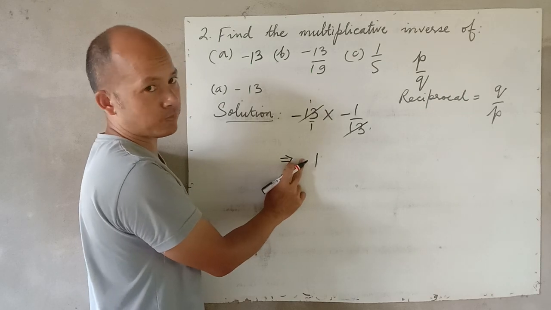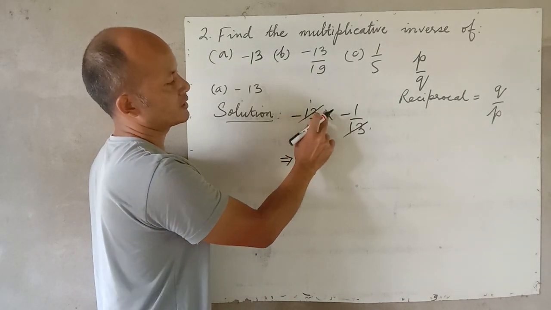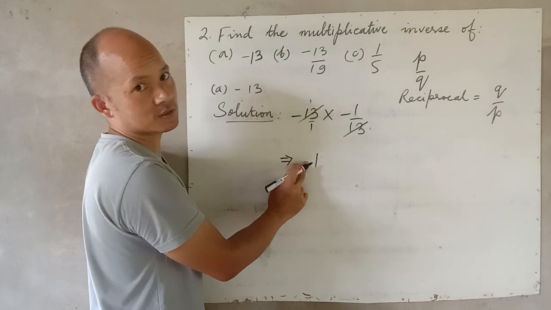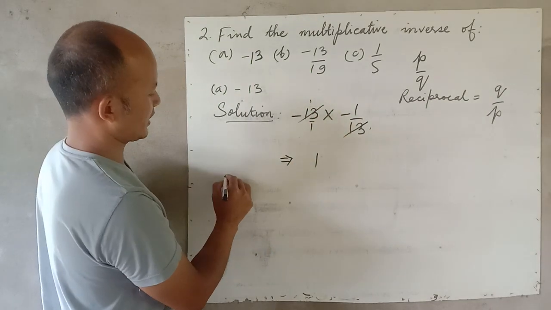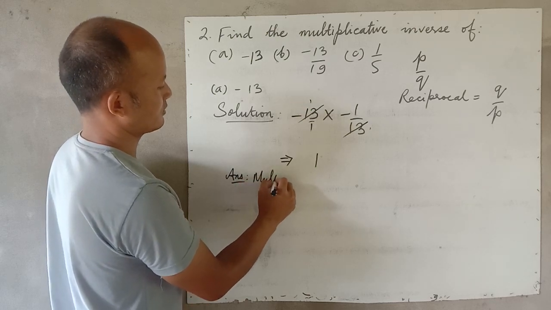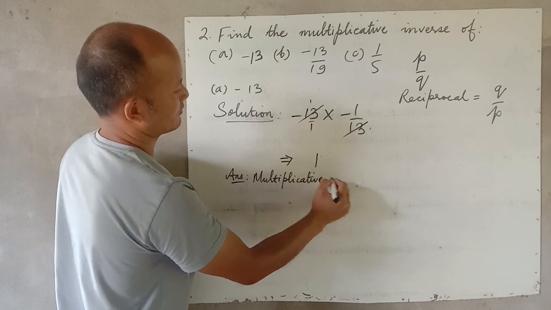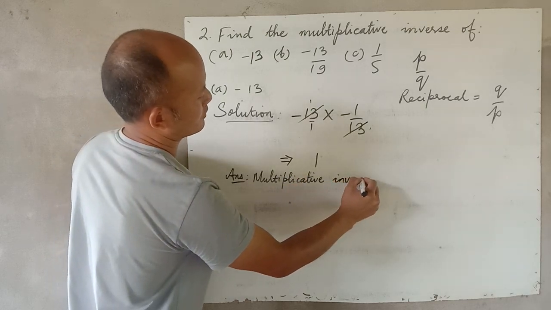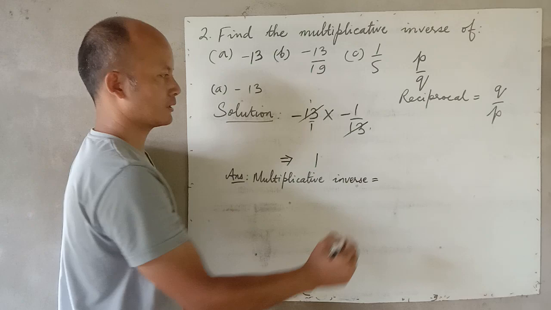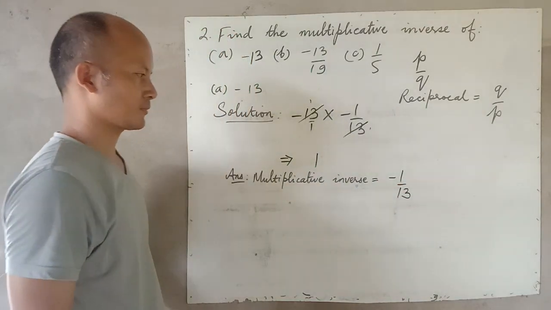And why do we get plus here? This is plus because minus into minus will be plus. So your answer, multiplicative inverse equals minus 1 by 13.